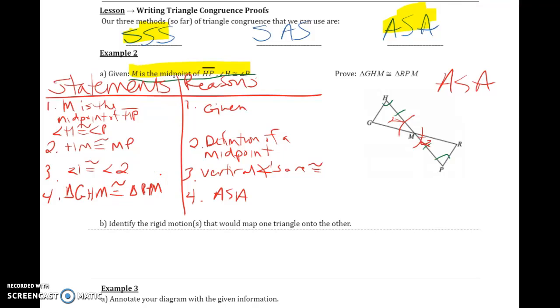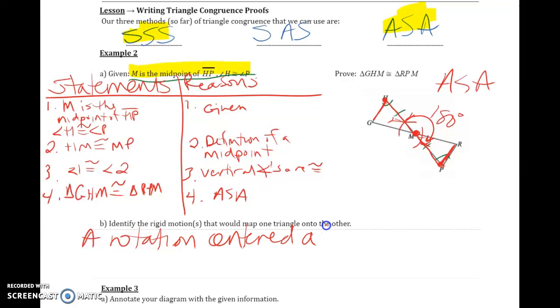And our last piece is to identify a rigid motion that would map one triangle onto another. So notice that P is over here, corresponds with H over here. So I can't just reflect over some imaginary line that goes through M. I would have to rotate about point M. And notice that this is 180 degrees through that center. Here's M. Here's my corresponding part, and this makes a straight line. So that's 180. So a rotation centered at M, 180 degrees, would map one triangle onto another.